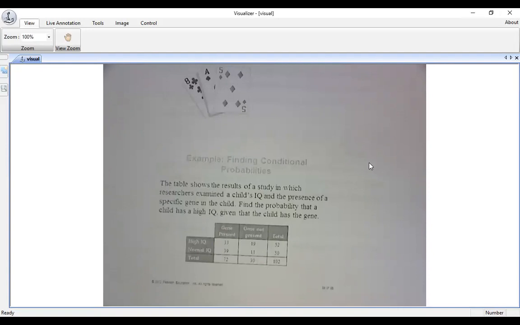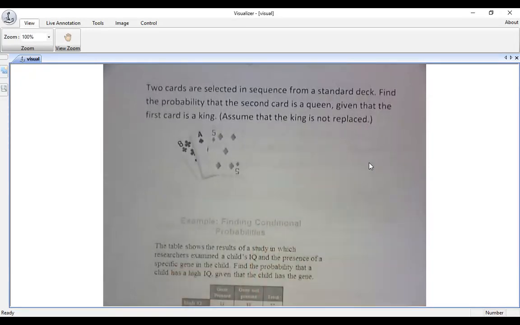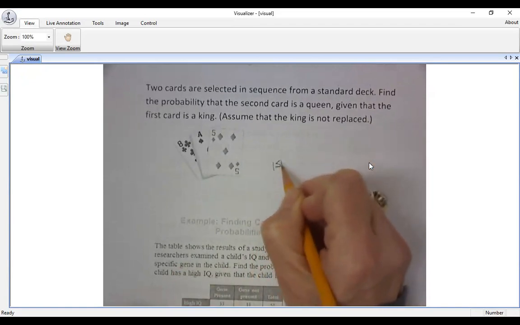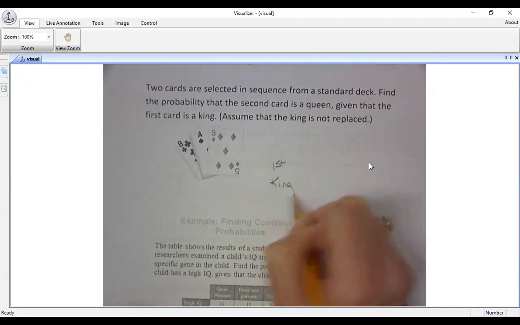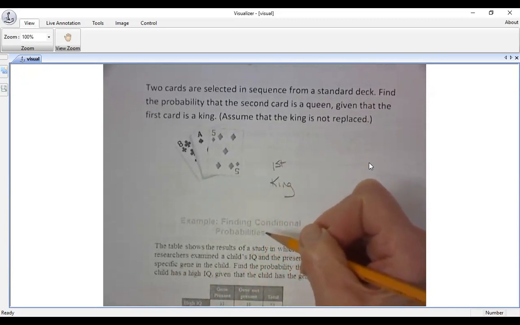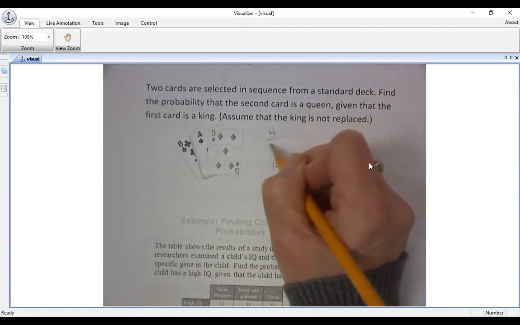Do you know how to calculate this? What would you do? Now, it didn't ask for this, but I know that the first card was a king. What was the probability that out of a standard deck of cards I would draw a king? 4 out of 52. Exactly. There are 4 kings out of 52 in that deck.